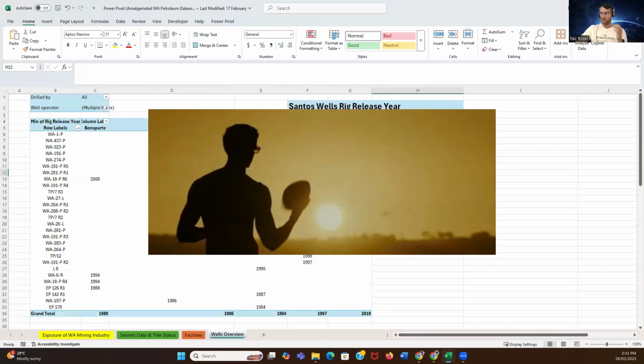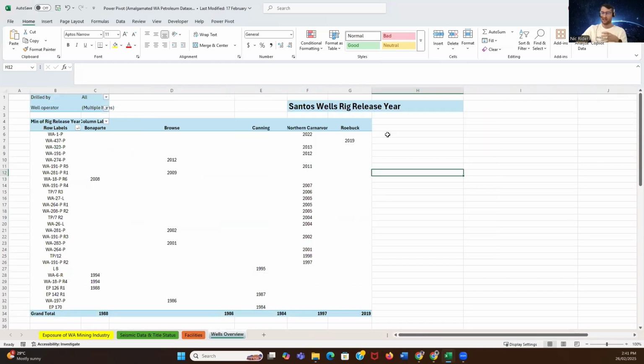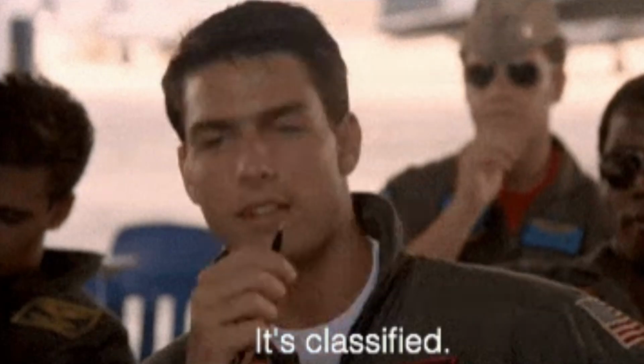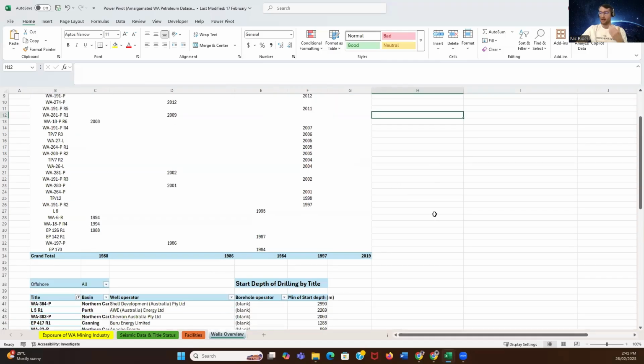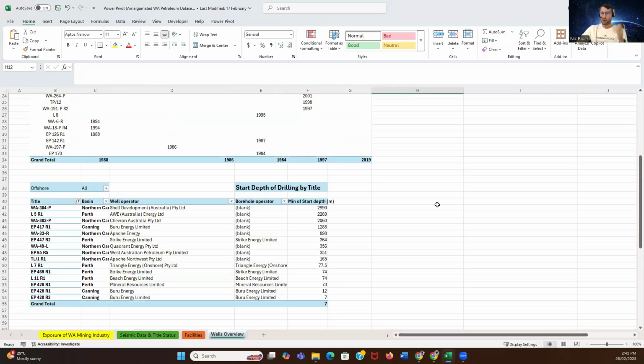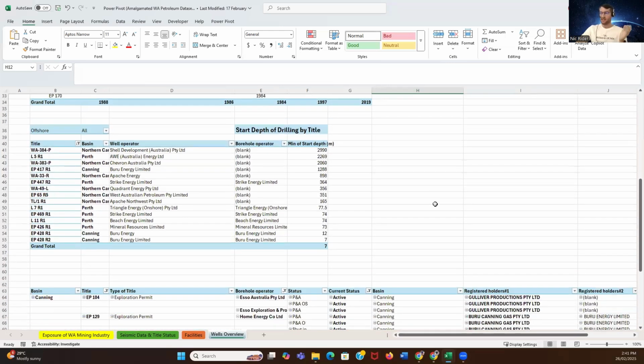And then the last one here, I'll just use Santos wells rig release year as an example, and go through all the different leases Santos has had here in terms of offshore and all the different basins. I can then have a look at what year these leases were, when they got these leases. Once again, that allows me to uncover an idea of what's going on within this market. Start depth by drilling title is down here. This gives me an idea of the minimum start depth of the drilling within these particular titles in these basins with these operators.